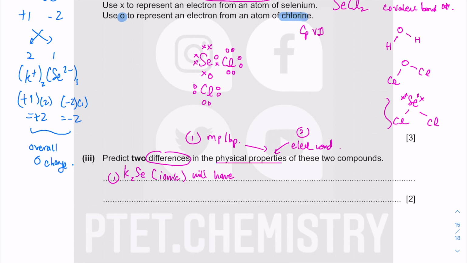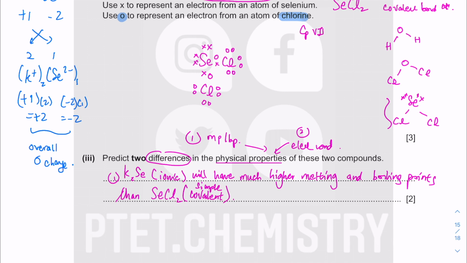They are not asking us to explain, so I'll just state much higher melting and boiling point. Then SeCl2, which is a simple covalent molecule.